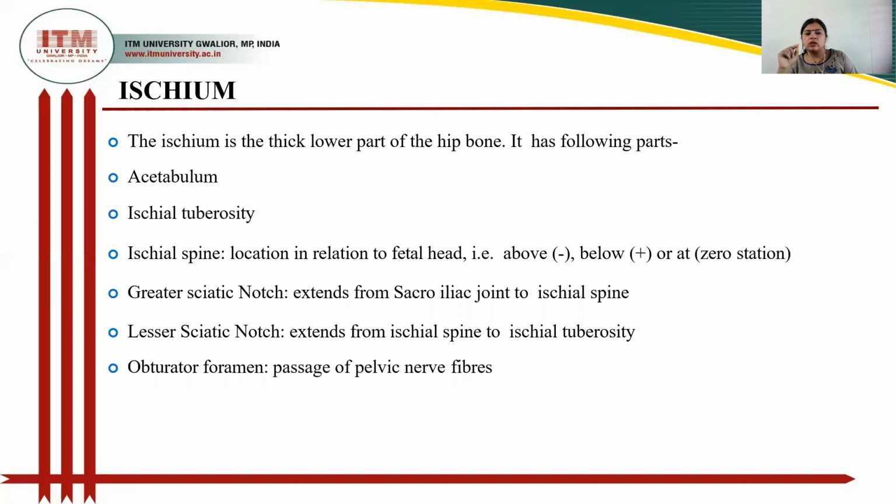We have a greater sciatic notch. This notch extends from the sacroiliac joint to the ischial spine. Then there is a lesser sciatic notch that extends from the ischial spine to the ischial tuberosity. Then there is the passing of the nerves, the pelvic nerve fibers.